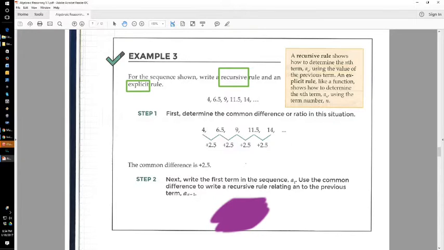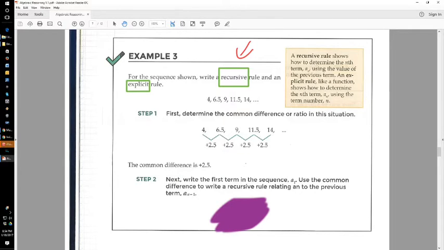All we've been dealing with so far is what you would call a recursive rule. If you read this part over here, it says a recursive rule shows how to determine the nth term by using the value of the previous term. For each one, to find a sub n, go to n minus 1 and find the next one. If I want to know number 6, I go to number 5 and do whatever. If I want to know number 10, back up one, go to number 9 and do whatever. So that's a recursive rule. Recursive means do it over and over until you find the one you're looking for. Just back up one, do the next one.